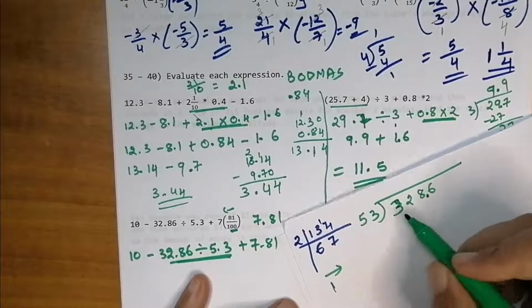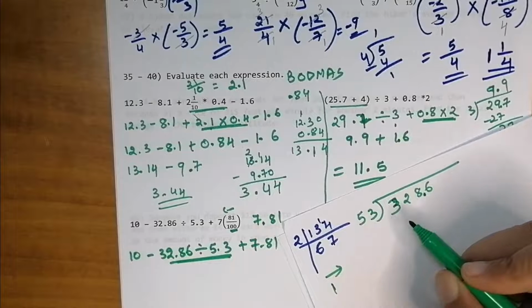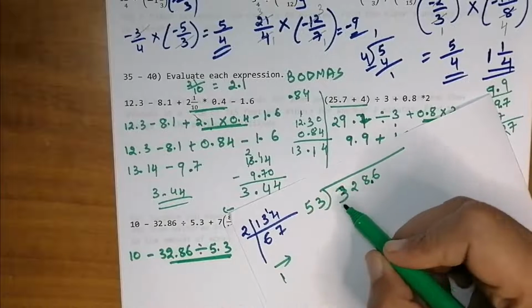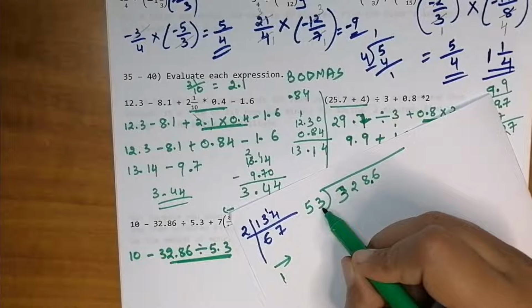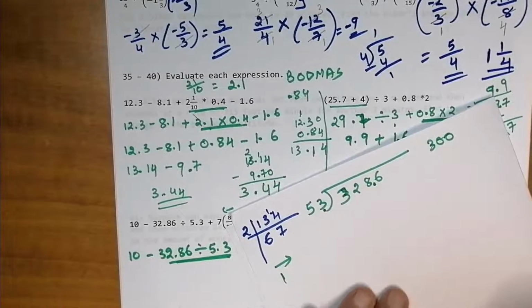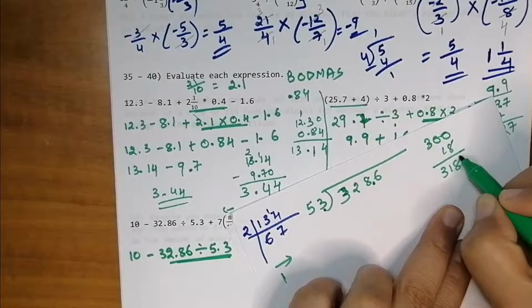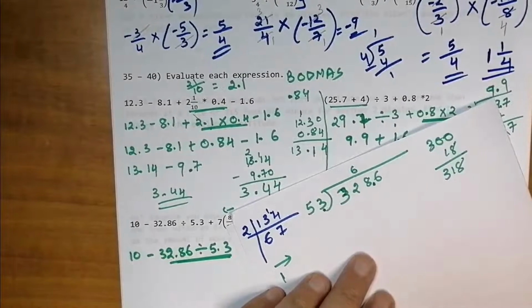Okay? So now 53 and 328. 5 times 6 is 300. You know that, right? So let's try. 300, and 3 times 6 is 18. So this is 300, 50 times 6, right? And 3 times 6 is 18. So this is 318.